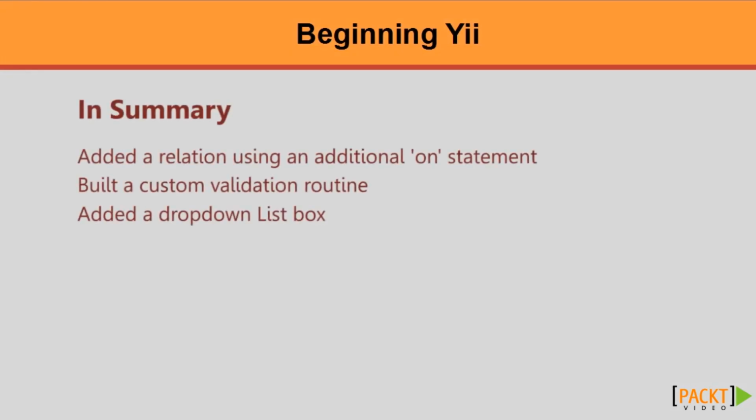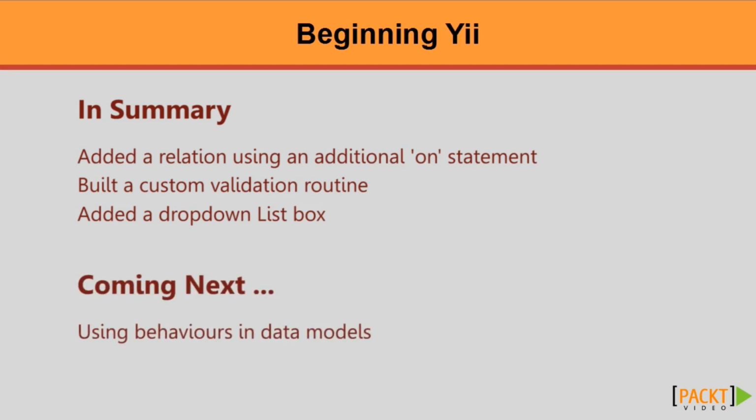So in this session, we've added a relation using an additional on statement. We built a custom validation routine and added a drop-down list box. In our next session, we'll be looking at using behaviors in data models.